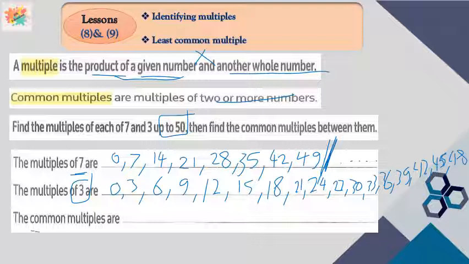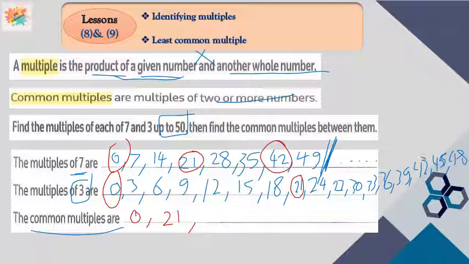Okay, what are the common multiples? To find them, we look here and here, 0 for example, then 21 appears in both 7 and 3. Is there another common multiple? Yes, 42. Excellent. Do the common multiples end there? No, there are many more. So multiples are just the answers of table 7 or the answers of table 3.